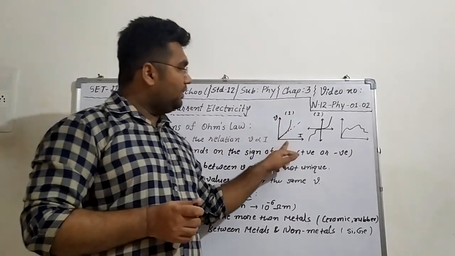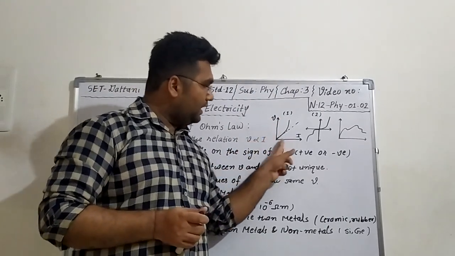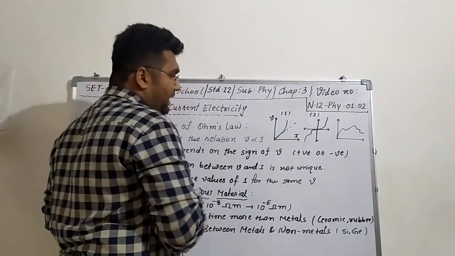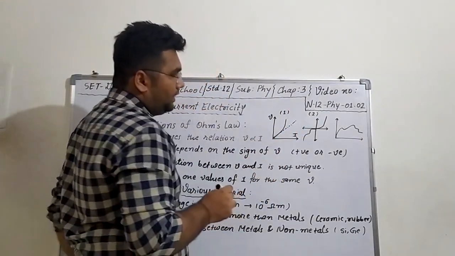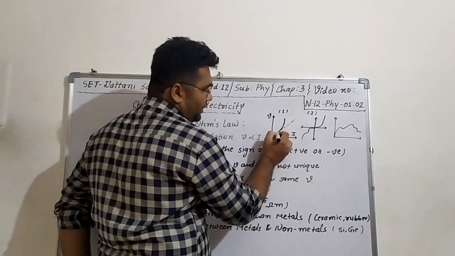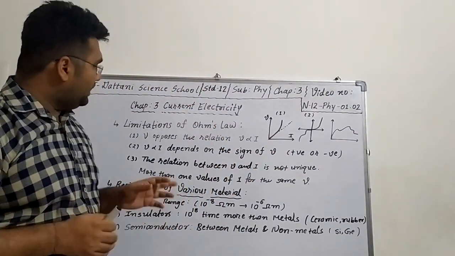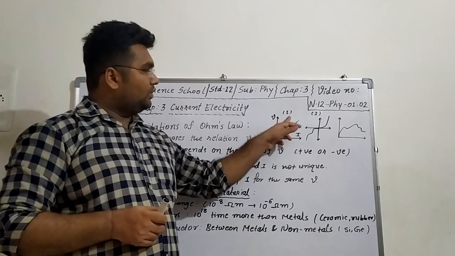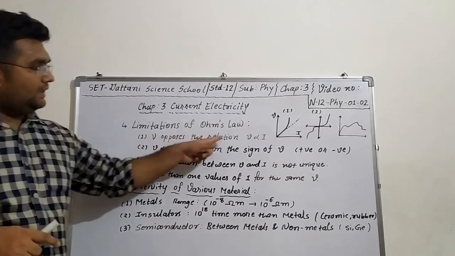Here we are given one graph. On the y-axis we have taken V in volts, and on the x-axis we have taken current I. If a device obeys Ohm's law, then we get this dotted line. But in actual conditions the graph is like this, so V is not proportional to I. So we can find devices in which V opposes the relation V proportional to I. This is our first graph and our first limitation.